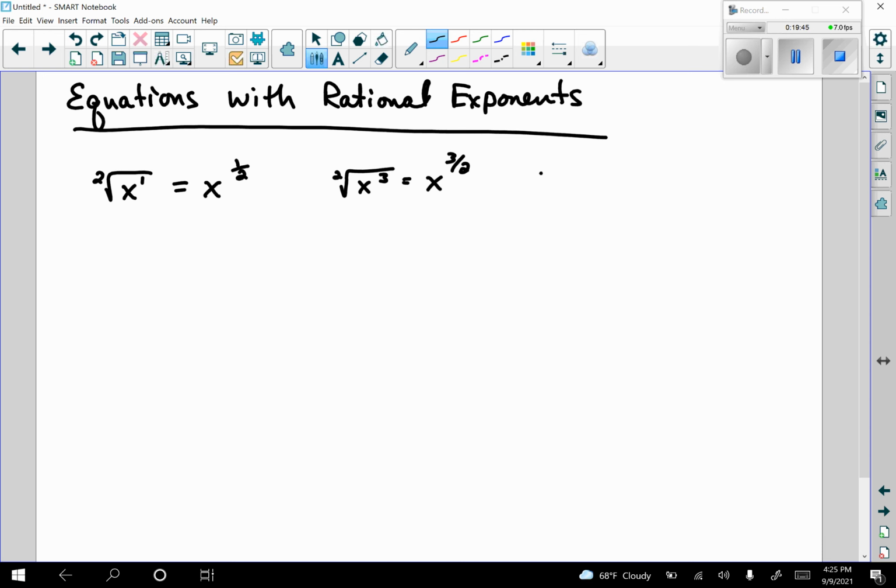Now, if we have a cube root, we definitely see that index. So if I have the cube root of x squared, that becomes x to the 2/3. So just some ways to kind of look at these here. So let's go ahead and solve. If I have 2 times the quantity x plus 1 to the 2/3 equals 8.